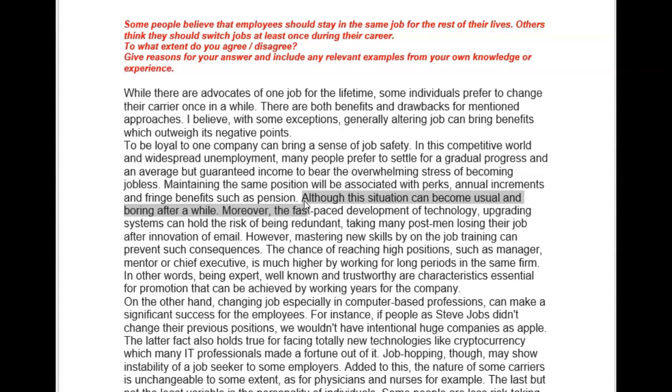Remember how important it is to have one central idea in each of your paragraphs, okay? And when we say central idea, we don't just mean, okay, now I'm going to discuss staying in the same job, and I'm going to tell you everything about it. You can't do that. All right, what you can do instead is a couple of different things.